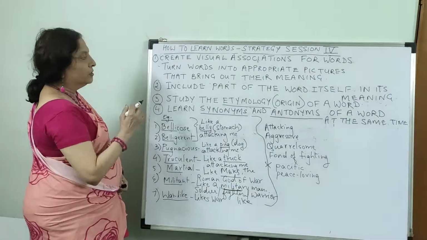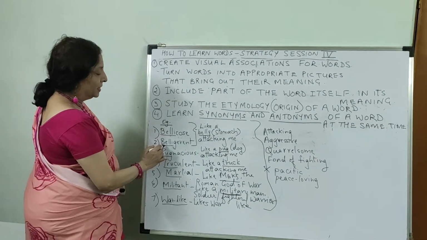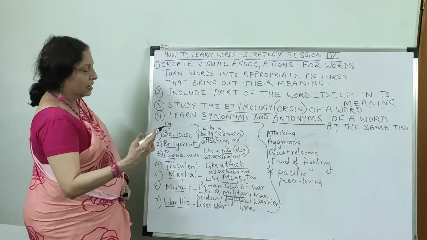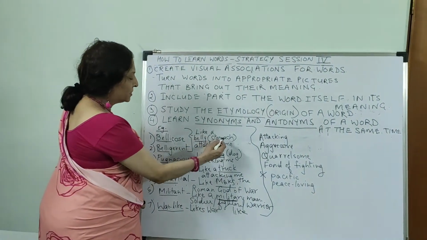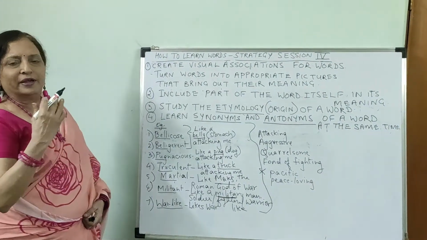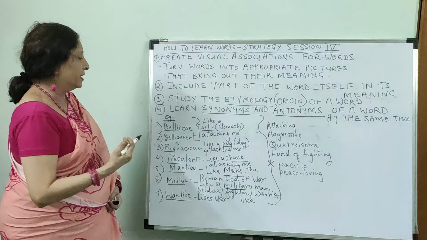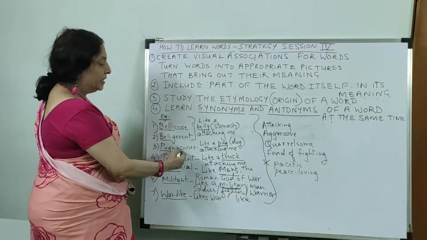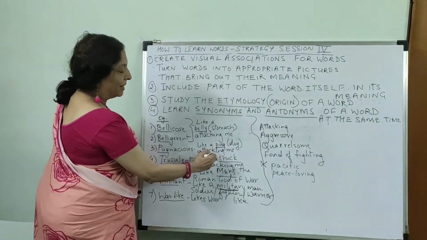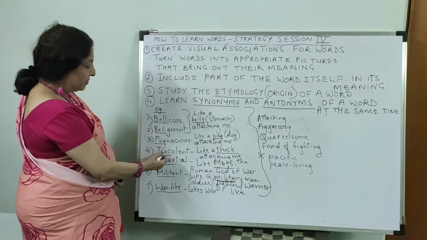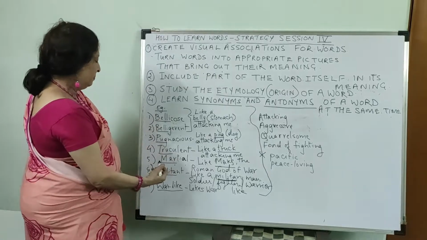Now here we are going to make use of these strategies. First of all, we are going to take this part of the word bellicose and belligerent and turn it into a belly or a stomach, and then we are going to define this word as like a belly or stomach attacking me. So the funnier the association, the funnier the situation you create for a word, the easier it is to remember it. Then we continue. Pugnacious, we take the pug from it, like a pug or dog attacking me. Then we come to truculent, we take truck from it, like a truck attacking me, trying to run over me.